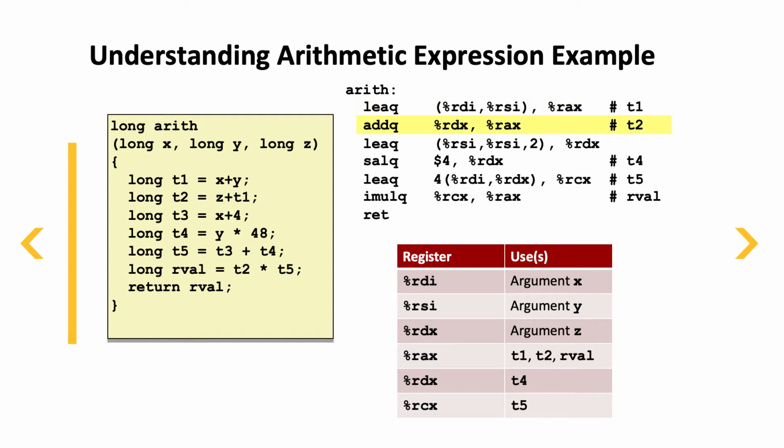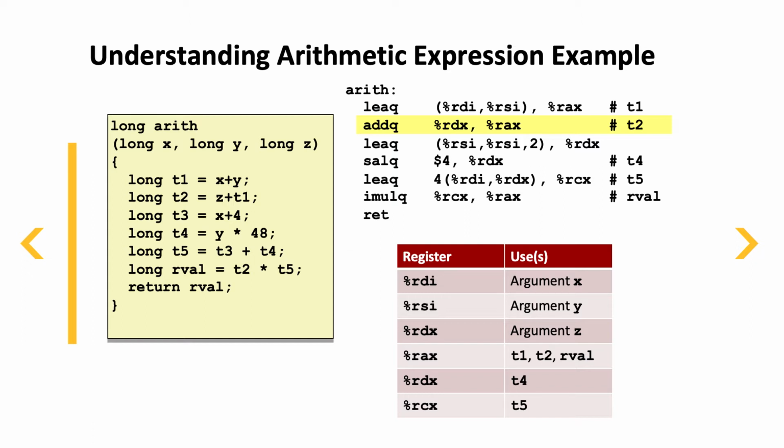Our next line, we'll get T2, and we'll just actually use an add in that one. We'll add RDX, which is argument Z, right? So T2 equals Z plus T1. We've calculated T1 and moved it into RAX. So we take RDX, which holds the value of Z, add that to RAX. Well, there's T2. We've got Z plus T1.